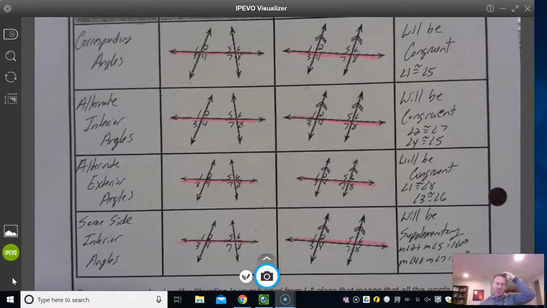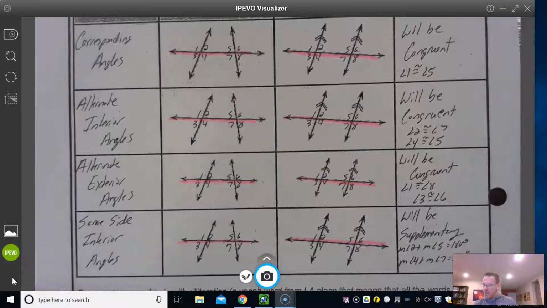And the same is actually true for same side exterior angles, but for some reason that's never really used much in geometry. Not really sure why, but we don't really use same side exterior angles as much. So anyhow, those are your 4 relationships that will always happen.